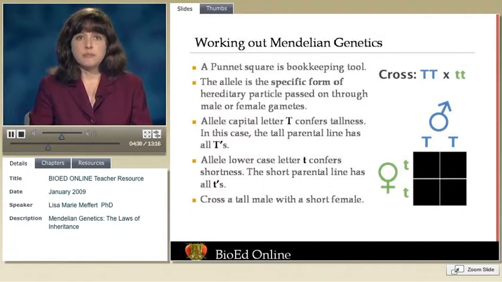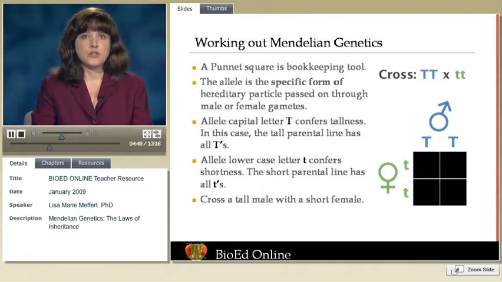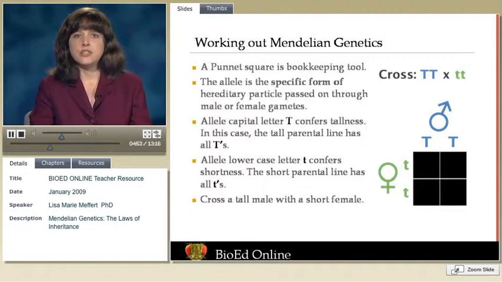So when we had a pure breeding line, all individuals throughout time were tall, then we know every individual in that population has two big T's. So let's say a father with two big T's. We call this homozygous. He has two of the same allele. The convention is, for the alternative trait, shortness, we have a small t. So this small t will confer shortness.